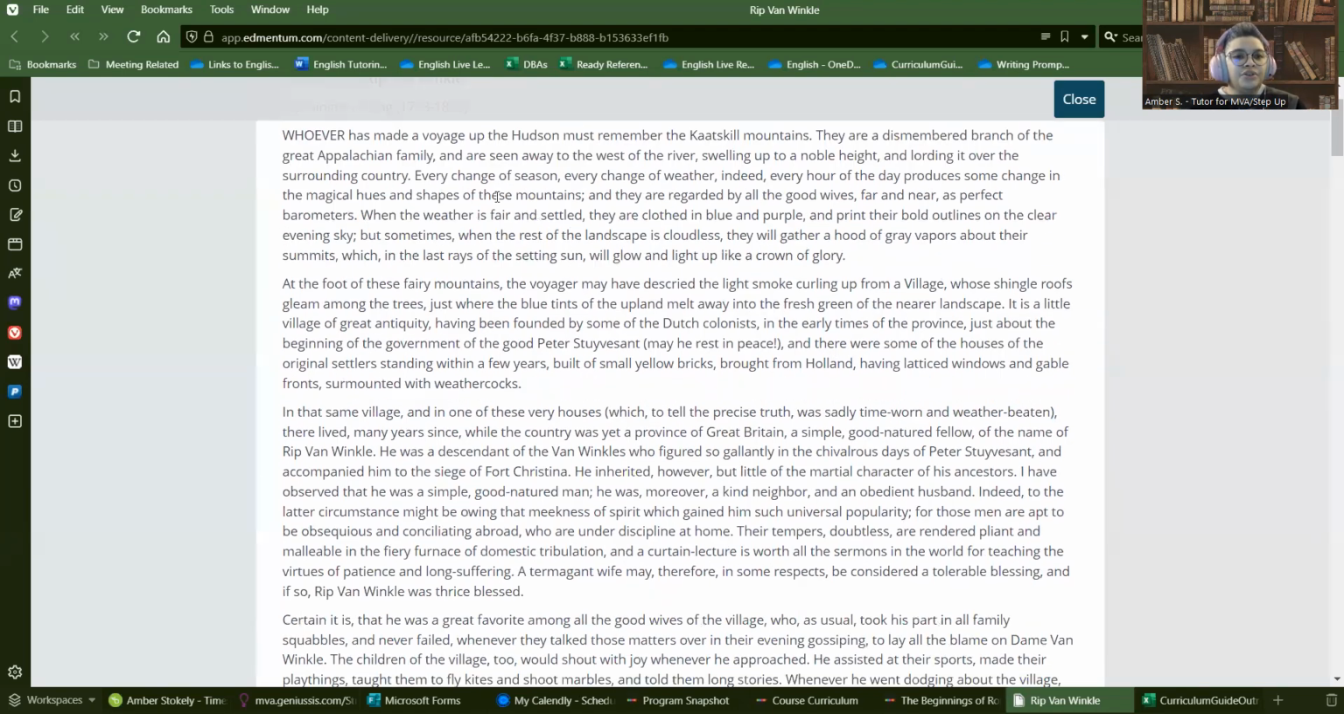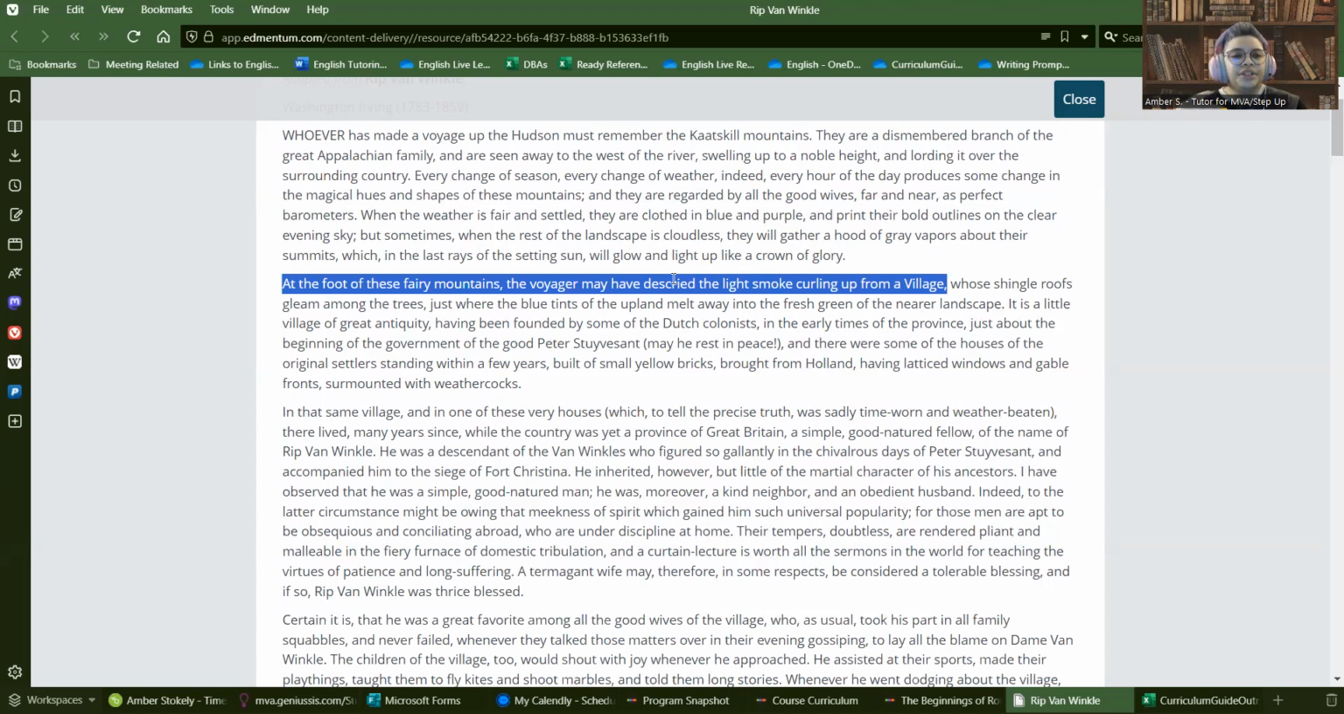So far we just have a description of the mountains that everyone would recognize if they've ever been on this trip up the river. At the foot of these fairy mountains, the voyager, so that's the person traveling, right? So if a voyage is a trip, then a voyager is the person going on the trip. They may have described the light smoke curling up from a village. So descried is just a fancier word for observe, notice, see.